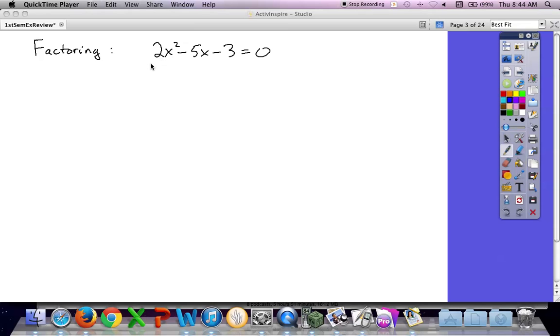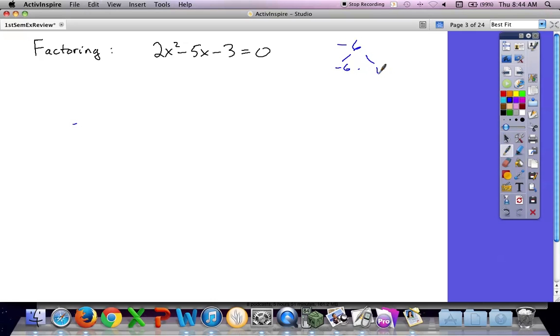So did anybody remember how we factored when A does not equal 1? A times C, in this case, is -6, then what? Find the factors of -6 that add up to -5. What would they be? Stephen? -6, +1, right? -6 times +1. You add those up, you get that.